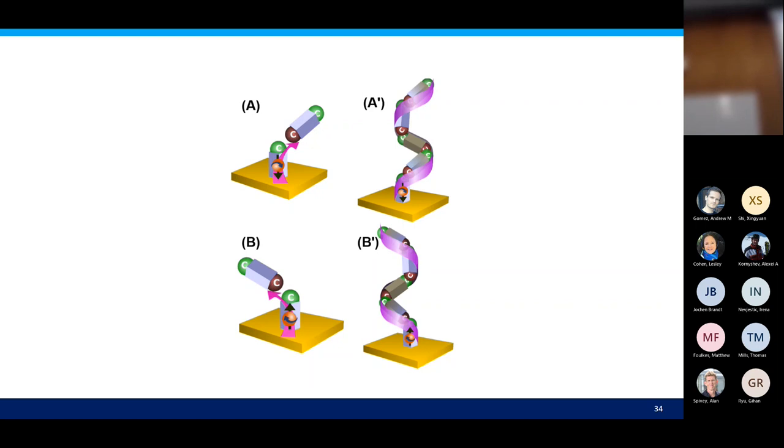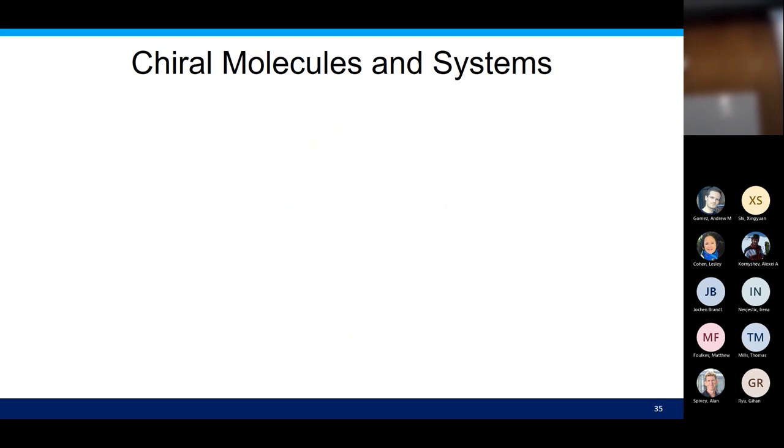It is a device in which, by scattering electrons from a gold surface, you can separate their spin. And it's built basically on the same concept. Okay, so I will summarize.